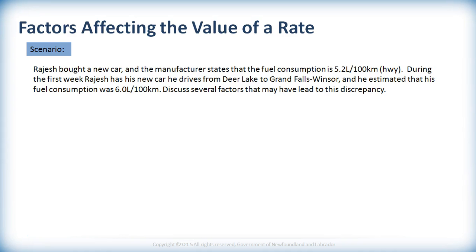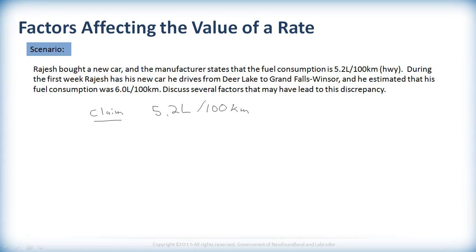Good questions. Here we go. This is Rajesh, a good friend in university named Rajesh. We call him Raj. Okay, so Rajesh bought a new car, and the manufacturer states that the fuel consumption is 5.2 liters per 100 kilometers. Okay, so the claim from the manufacturer is that you're supposed to get 5.2 liters is all you burn every 100 kilometers.